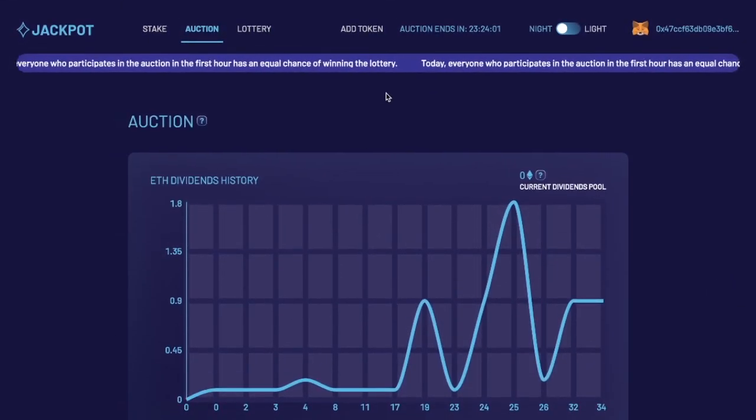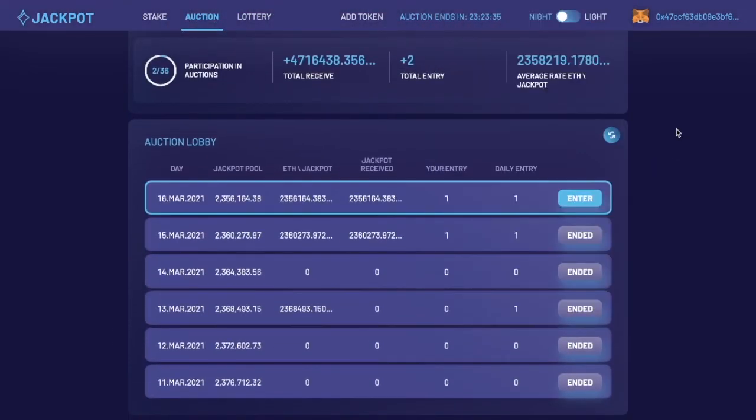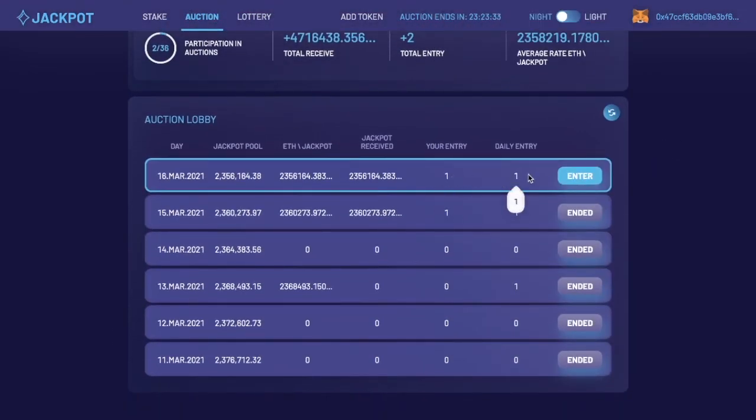Now, see how today everyone who participates in the auction in the first hour has an equal chance of winning the lottery. If you remember in the previous portion of the video, when I entered the auction yesterday, you had to have entered one full ETH. Okay, so now, we got that one in, perfect.